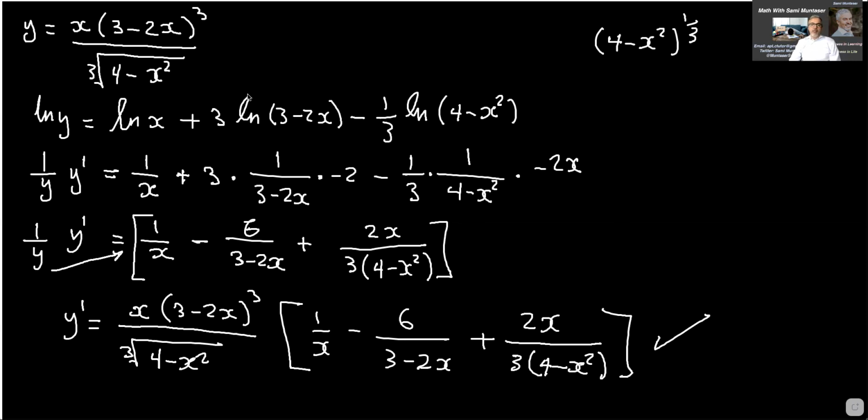So this is how we use logarithmic differentiation to differentiate something that looks very complicated. Thanks to lns and logs, they allow us to make this look a lot simpler. And there you go.